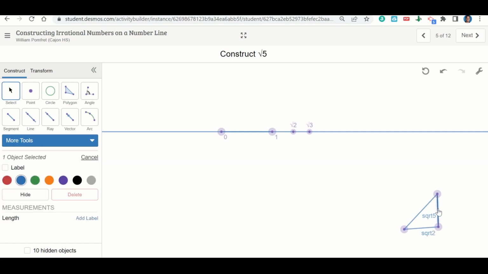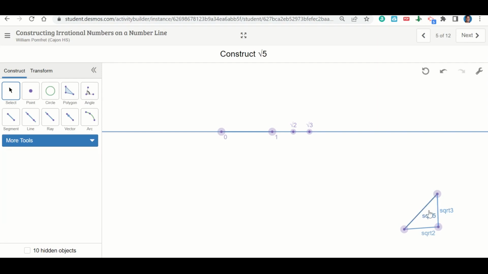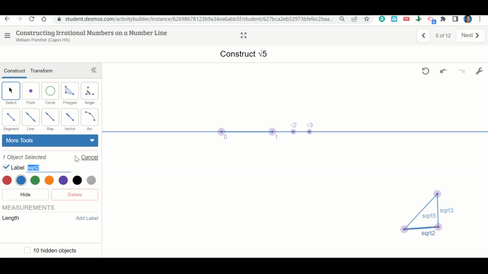And the other side would have to be the square root of 3, so I'm going to put in square root of 3. So I can make this side square root of 2 and this side square root of 3. That would give me 5. Or I can change that and use 4 and 1 and take the square roots of each of those. So the square root of 4 is just 2. And the square root of 1 is just 1.